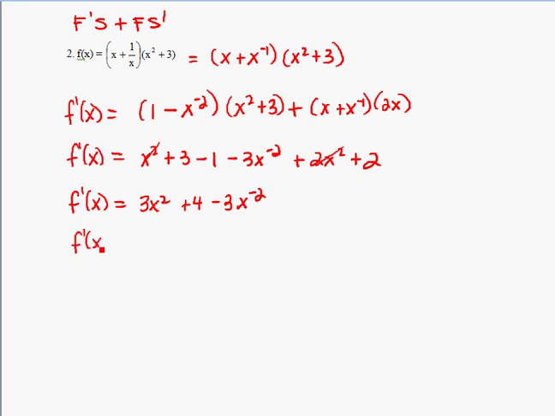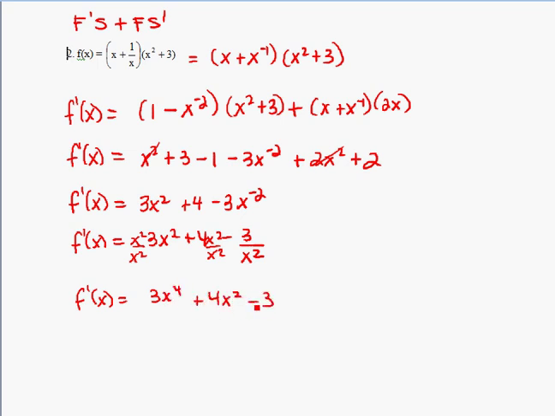And if I wanted to, I could get some common denominators here. I'm going to rewrite this as 3x squared. So therefore, I'm going to have it so everybody's over x squared. So I'm going to multiply this by x squared over x squared, and this by x squared over x squared. So I get f prime of x equals 3x to the fourth plus 4x squared minus 3 all over x squared. Either one of these answers is acceptable. Okay.